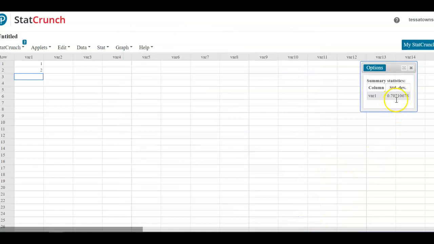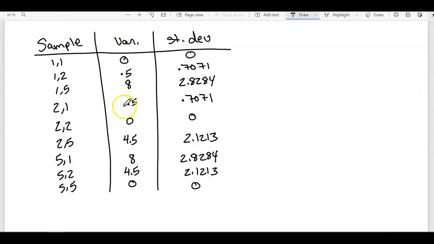So it would be 0.7071. So you could use the variance, or you could use StatCrunch to find the standard deviations. We could also recreate that table. We talked about that before. I'm just going to skip that step here since we've done that several times.